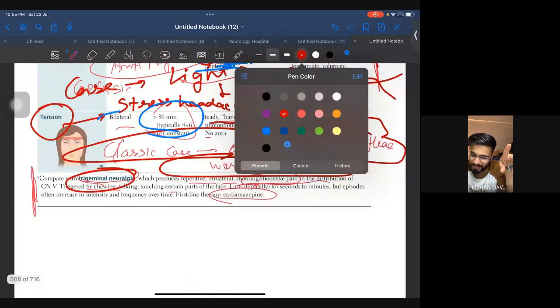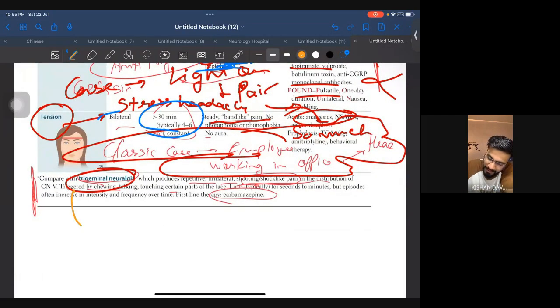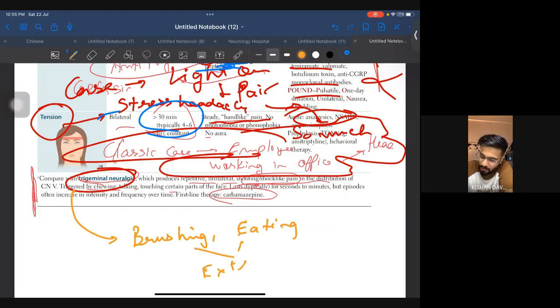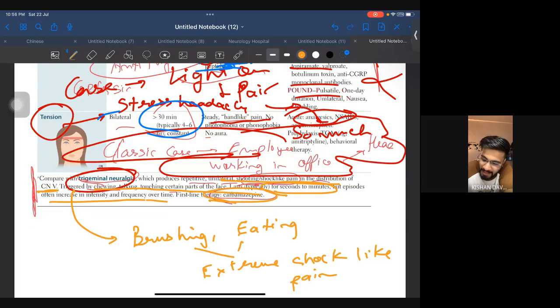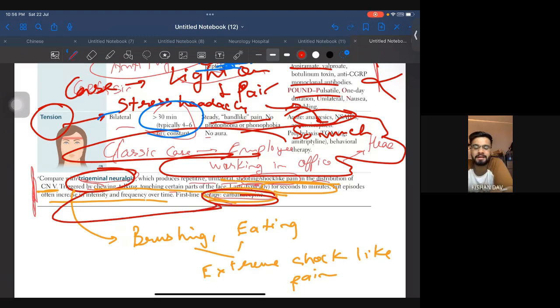Coming to another type, that is trigeminal neuralgia. In trigeminal neuralgia, either they will give you a case of brushing or they will give you a case of eating. And there will be extreme shock like pain. You see shock like pain in the distribution of cranial five, on chewing, talking, touching parts. Lasts for seconds to minutes, or increases in intensity and frequency over time. First line is carbamazepine. Carbamazepine is very important. They've asked carbamazepine. So the treatment of trigeminal neuralgia is carbamazepine. You have to pick out whether it is trigeminal neuralgia or not.